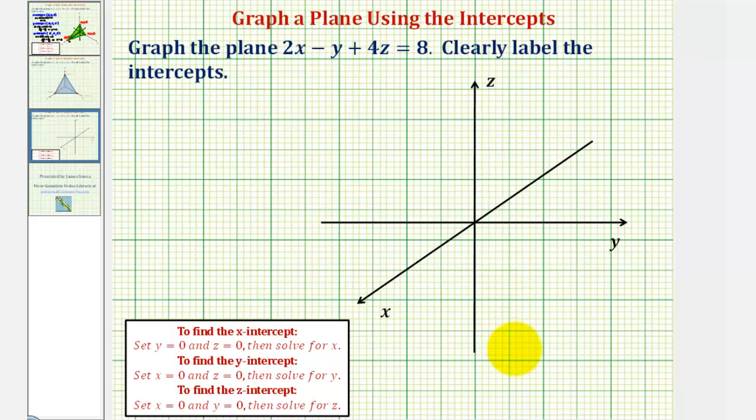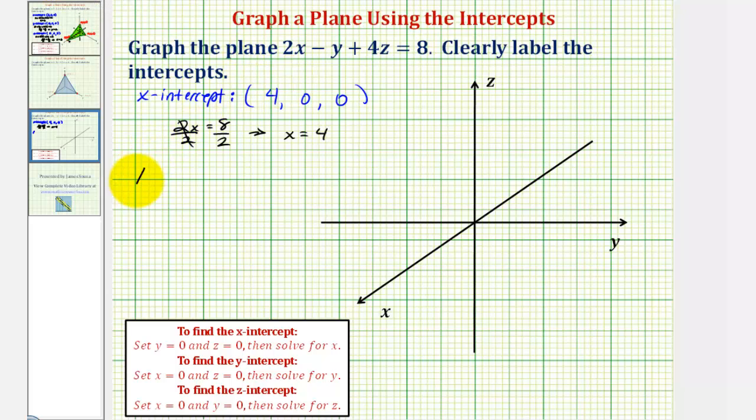So let's take a look at a second example and graph the plane, again using the intercepts, using this three-dimensional coordinate system. We'll use the same process to find the intercepts. So to find the x-intercept, we will set y and z equal to 0. This time we won't show the substitution. Notice if y and z are both equal to 0, it would just give us the equation 2x equals 8. So if 2x equals 8, and we divide both sides by 2, notice how we have x equals 4, which means the x-intercept is the point (4, 0, 0).